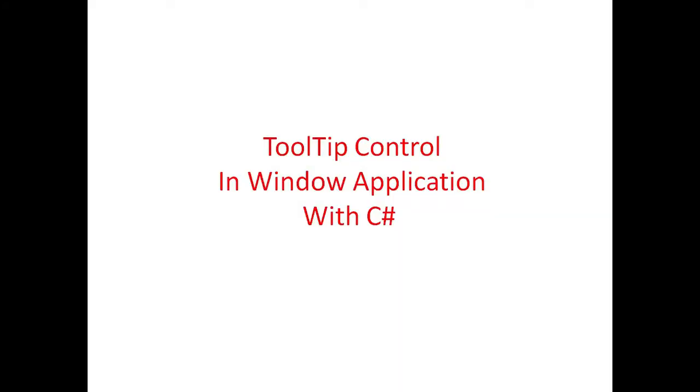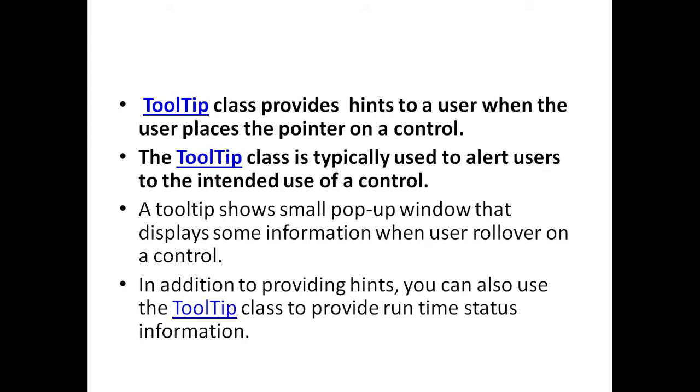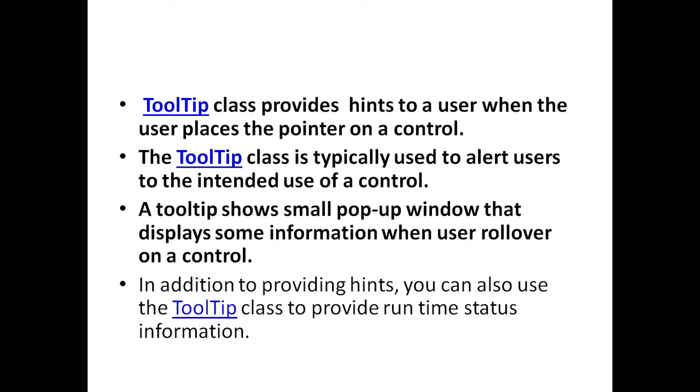Now we will see tooltip control in Windows application. The ToolTip class provides a hint to a user when the user places the pointer on a control. The ToolTip class is typically used to alert users to the intended use of the control. A tooltip shows a small pop-up window that displays some information when the user rolls over a control.